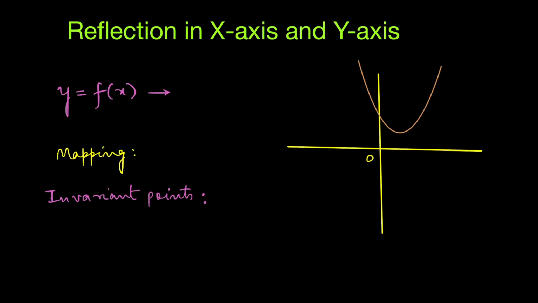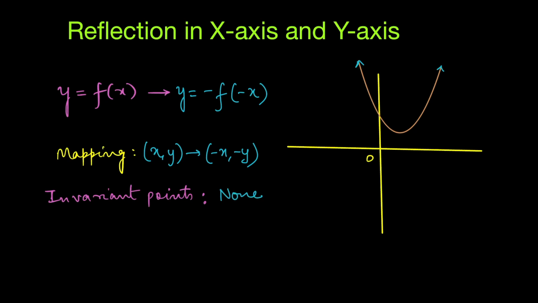Now taking another example. So now the graph is this way. So y is equal to f(x). So we write the transformed function y is equal to negative f of negative x. Mapping will be again (x, y) will change to (minus x, minus y). And since the graph does not pass through origin, the invariant point will be none. So when we have to draw the reflection, we can make reflection in x-axis and then y-axis, or we can first make it in y-axis and then in x-axis. So it will be the same.